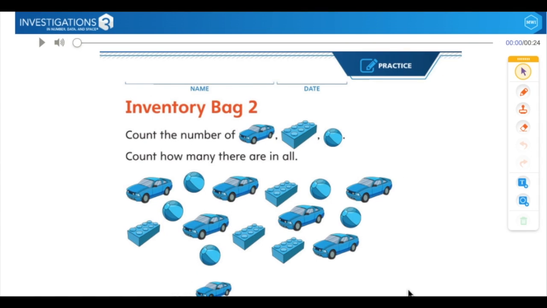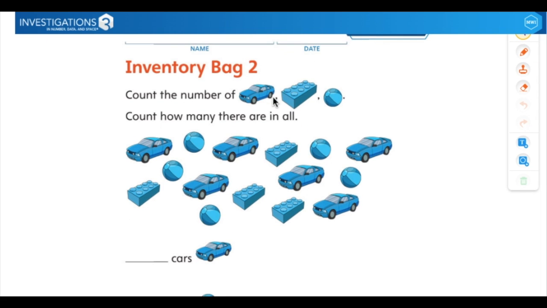Last thing we are going to do today is an inventory bag. It says, count the number of cars, Legos, balls. Count how many there are in all. We're not going to count the ones in the picture up top in the directions. We're only counting the ones down here that are all together.